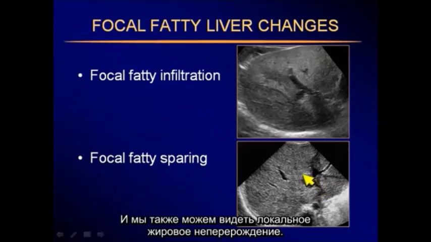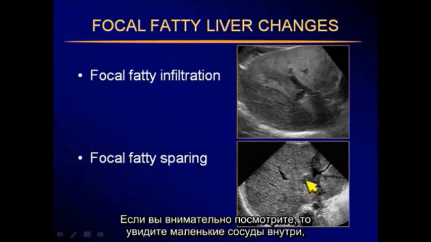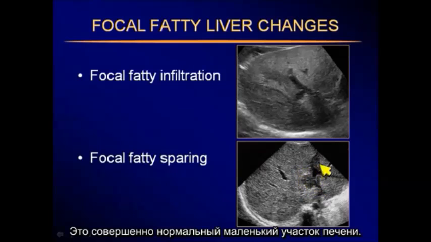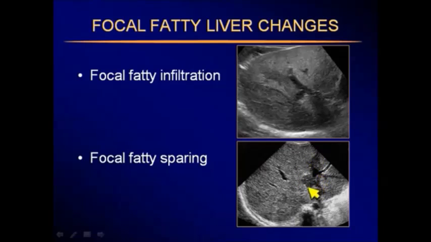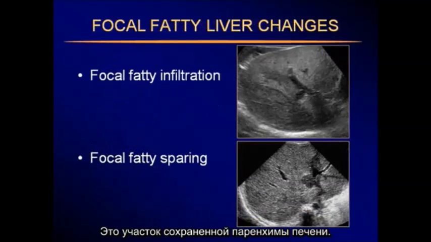And we also can have focal fatty sparing. Here are areas of normal liver, not affected by the fatty infiltration. If you look carefully, you see little vessels inside. There's no distortion. This is a completely normal little liver pattern. That's areas of normal liver spared.